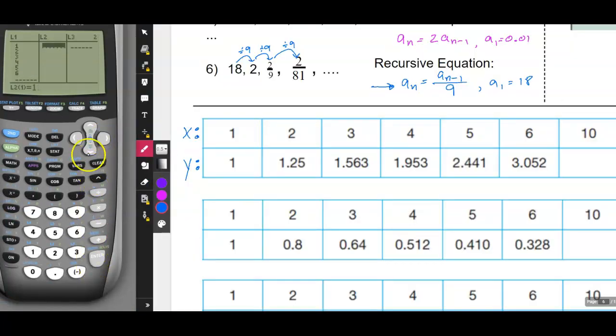And we have 1, 1.25, 1.563. And yes, you have to write the entire decimal. 1.953, 2.441, 3.052.